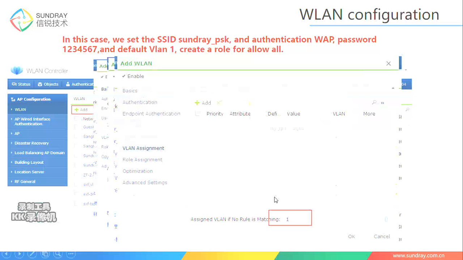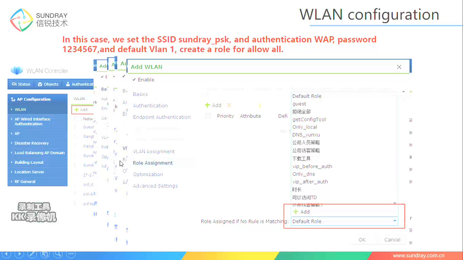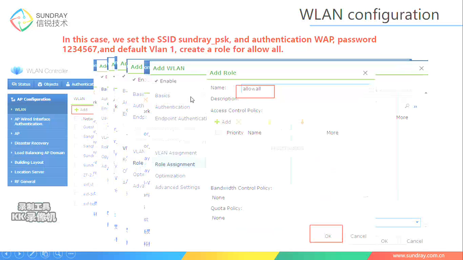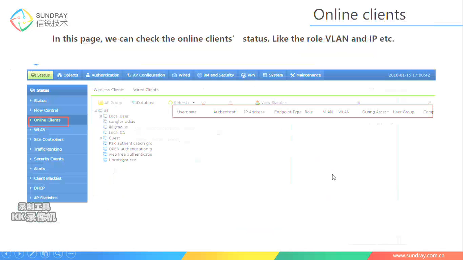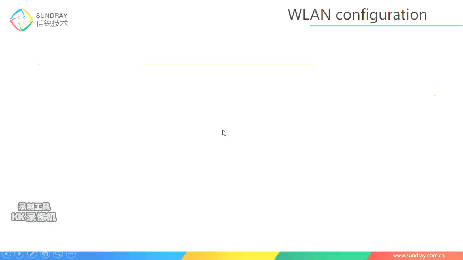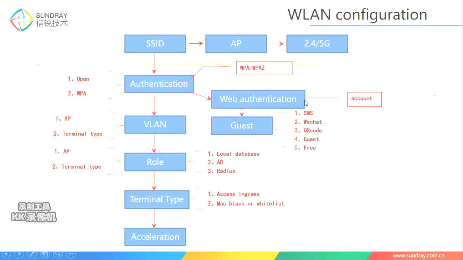And here we assign the VLANs. And next is assign a role here. Assign the role for the clients. So here we set the default role. There is low limitation. So after the setting up, we just test for connecting to the SSID.